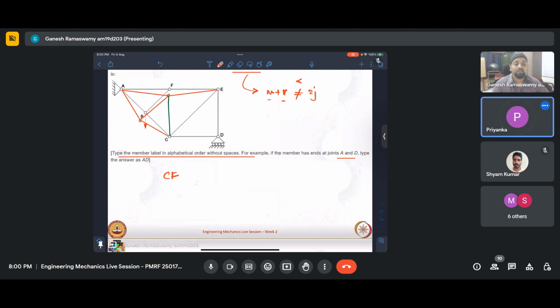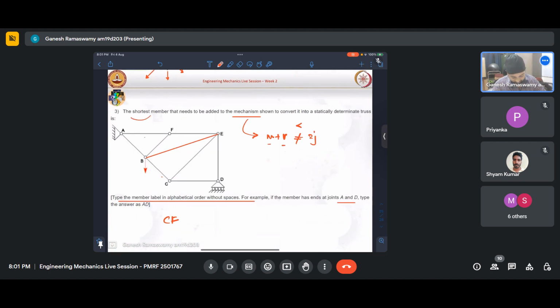Yes, exactly. So we could have added a member like that also. Good point. So there are two possible combinations here, which is why this adjective is given. So you got the idea. Any other questions?